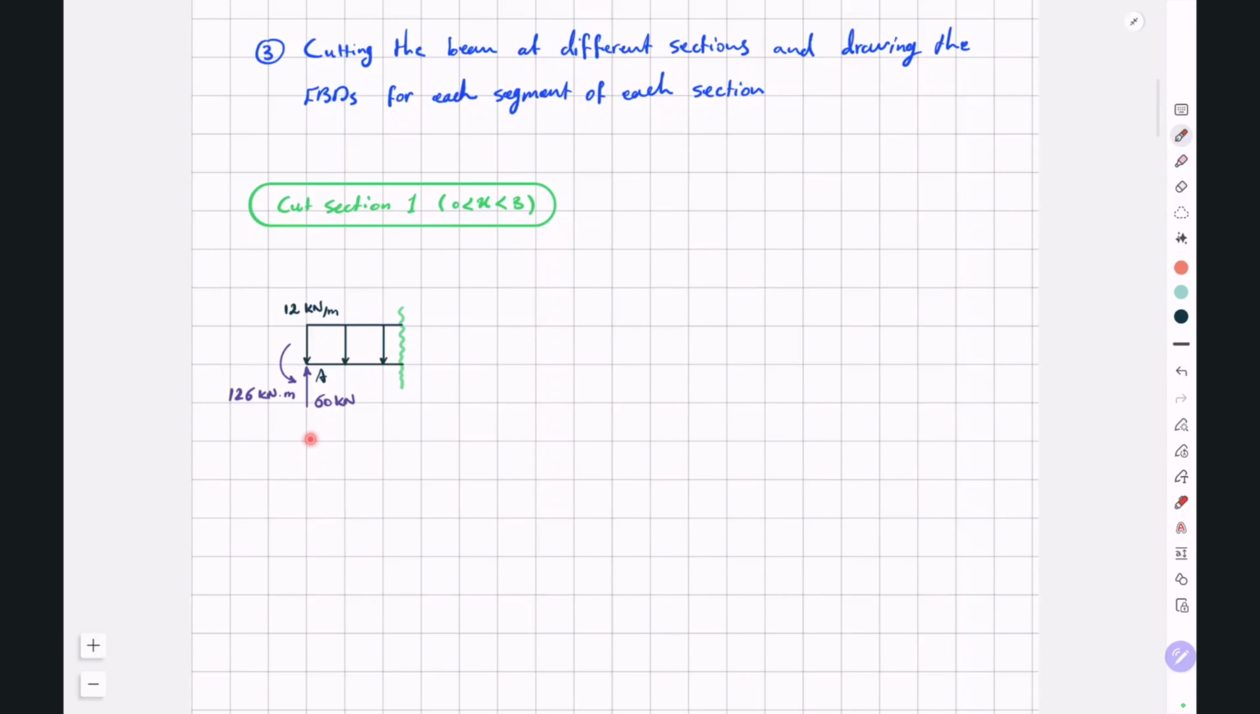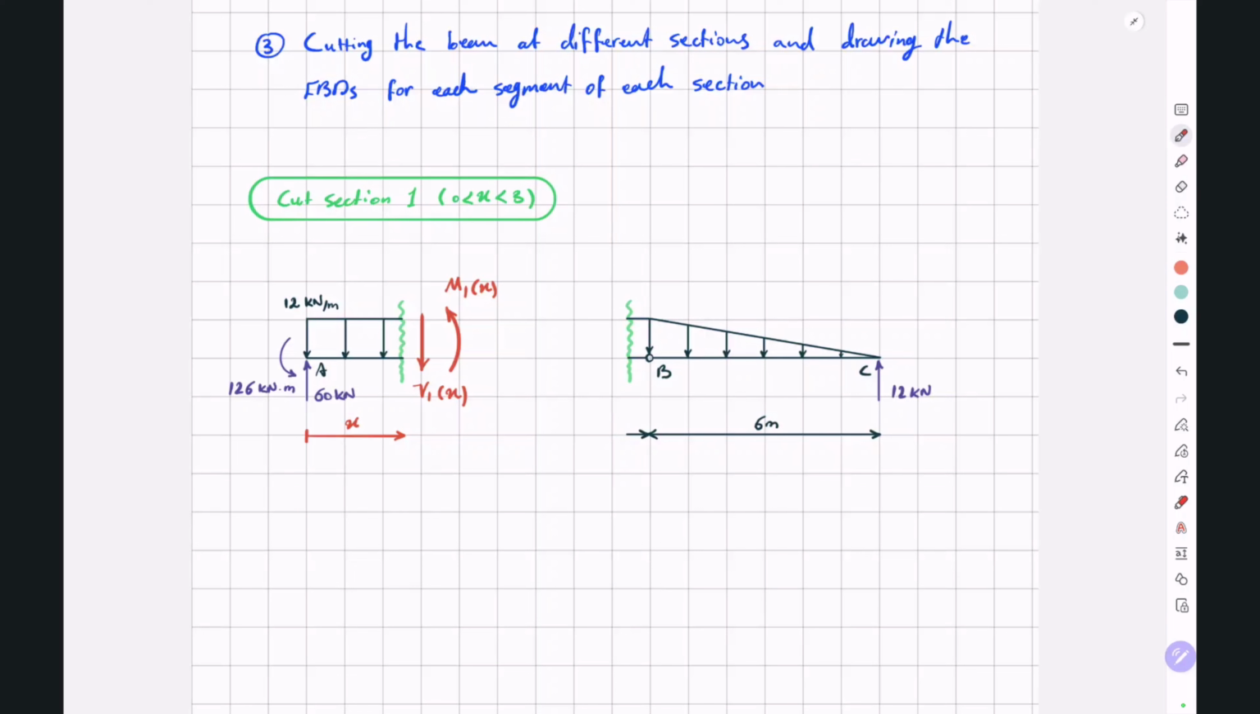will look like this. So the total length of our beam is 9 meters. The left cut segment had a length of X, so the right cut segment will be 9 minus X. 9 minus X minus 6 will be the length of this piece. So this is 3 minus X. We have an upward shear force, or V1X, and we have a clockwise moment, or M1X.